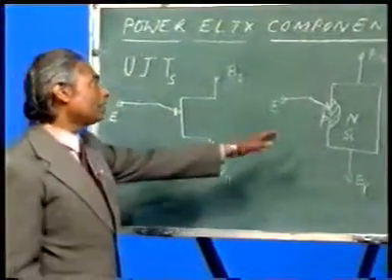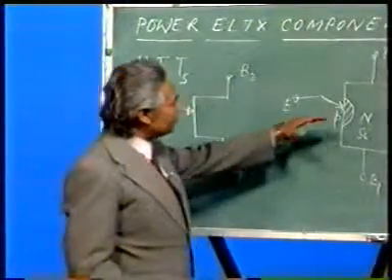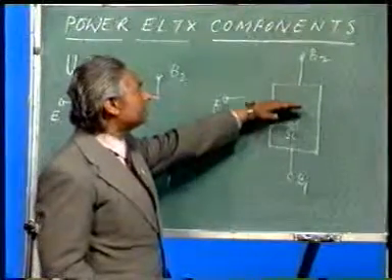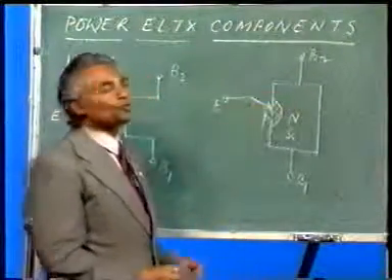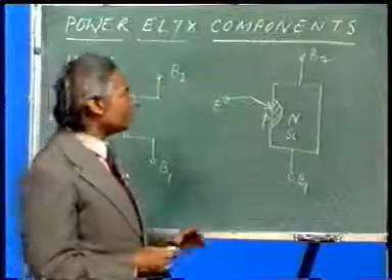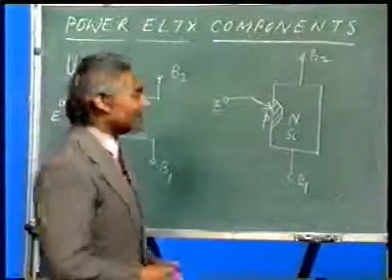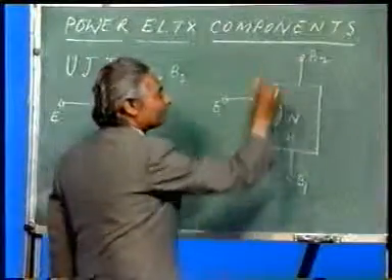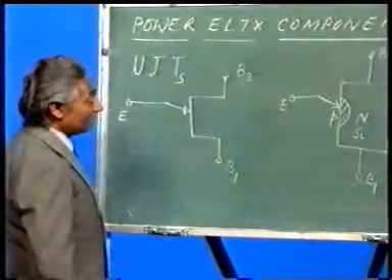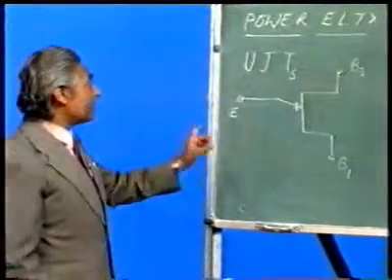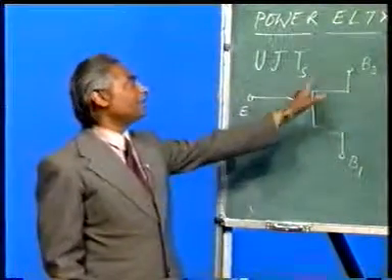If you look at a little of its construction, you will find that the geometry of this base is such that the same base has been divided into two zones of resistance. One resistance is slightly more, the other resistance is slightly less. This is base 1 and this is base 2. Now the terminals are 3: emitter, base 1 and base 2.